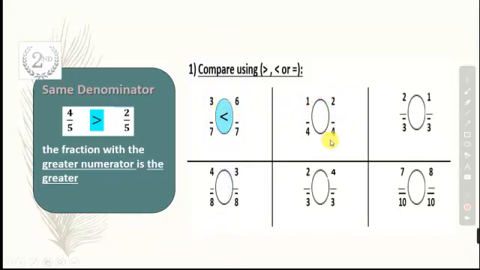1 fourth and 2 fourths, same denominator, so 1 is smaller than 2. 2 thirds and 1 third, 3 and 3, so 2 is greater. Here, 8 and 8, the same denominator, 4 is greater than 3. Again, 2 is smaller than 4, and 7 is smaller than 8, as in all cases I have the same denominator. Okay, now let's go to the third case in comparing fractions.